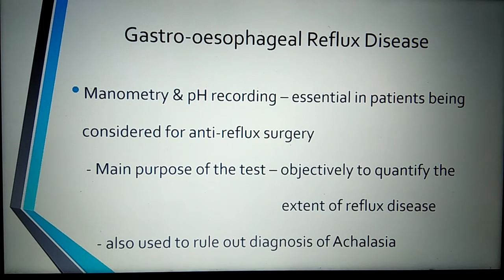Now, manometry and pH recording, these two things are very essential and they must be done if the patient is being considered for anti-reflux surgery. In the next interaction, we'll go with this anti-reflux surgery. Now, the main purpose of the test is to quantify the extent of reflux disease in an objective manner, it's not a subjective test. This is the main purpose of the test. And sometimes this is also used to rule out the diagnosis of achalasia.